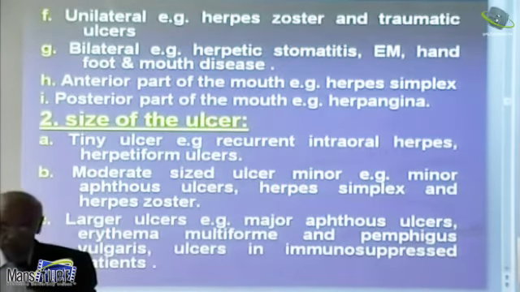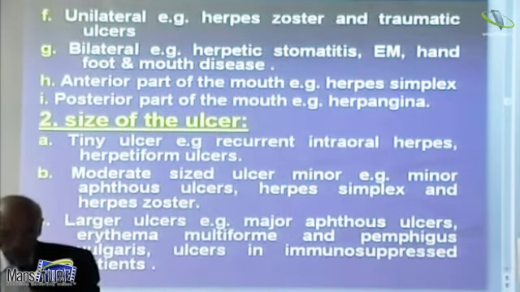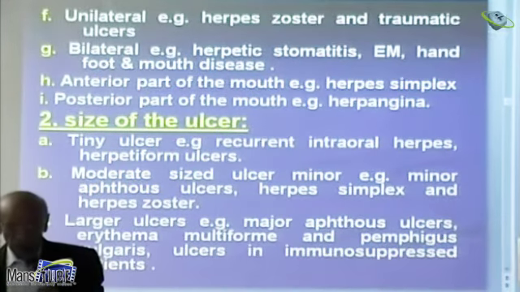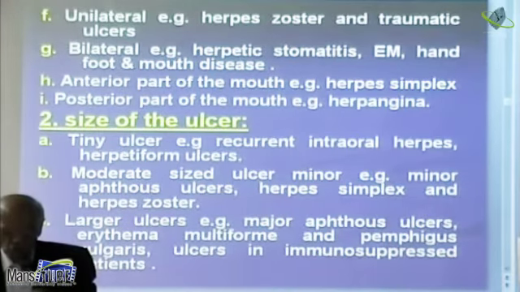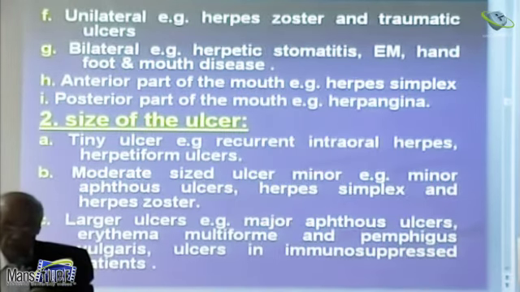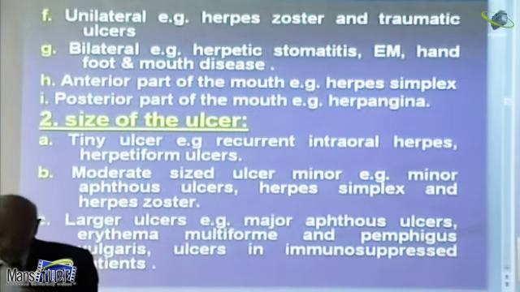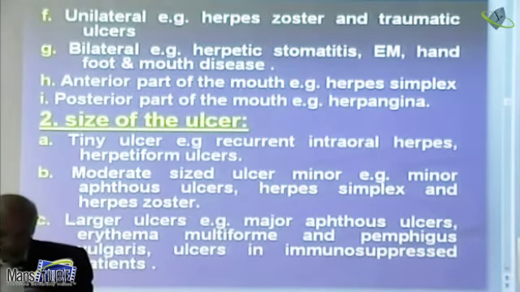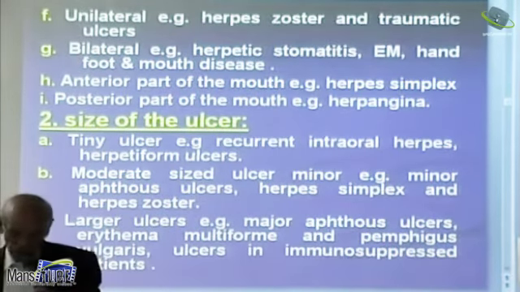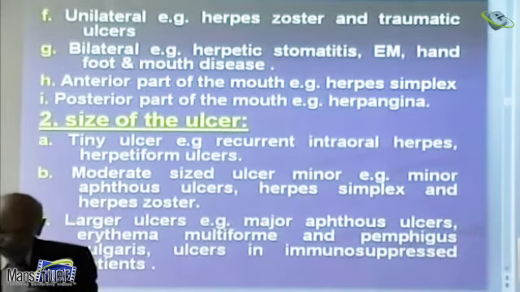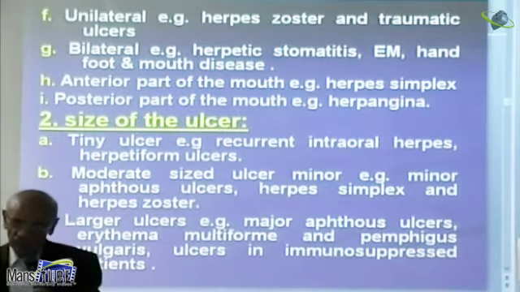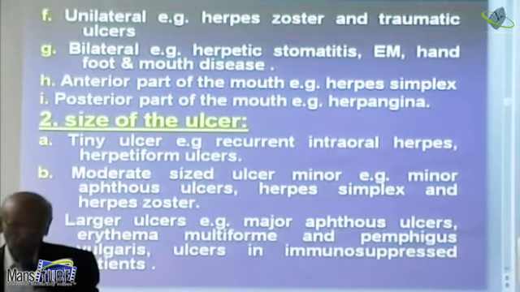The size of the ulcer. Small ulcer or large ulcer or moderate size. Tiny ulcers like recurrent intraoral herpes, herpetiform ulcers, too many clusters of ulcers. Pinhead, or moderate like minor aphthous or herpes simplex, or large and deep like major aphthous and cancer of course, and erythema multiforme. Also pemphigus and pemphigoid, and the ulcer extended peripherally starts in one spot and spreads, widening peripherally.